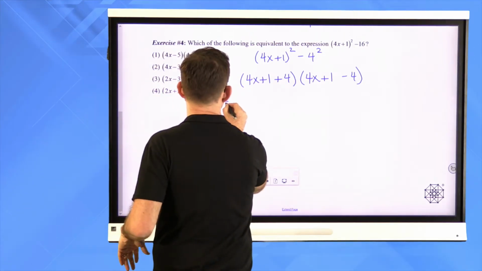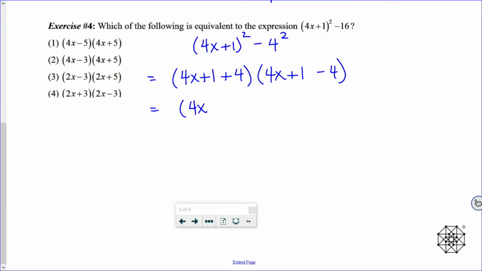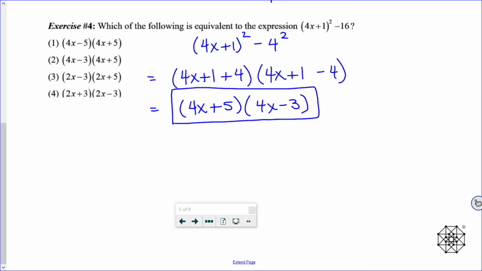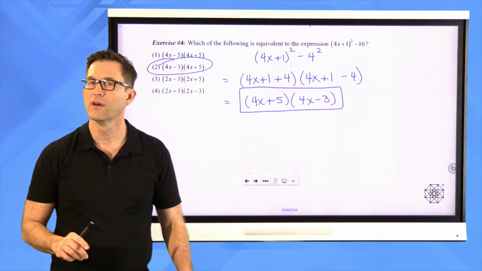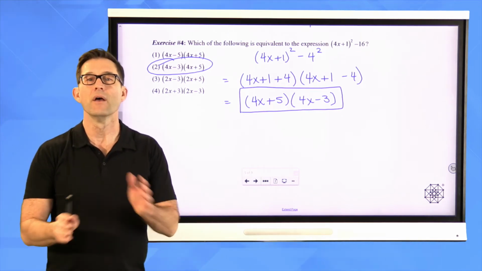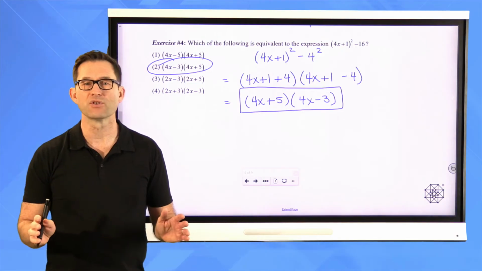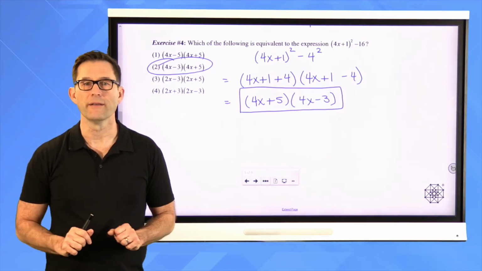Should be simple enough. Here, nothing combines with the 4x, and 1 plus 4 is 5. And here, of course, nothing combines with the 4x, and 1 minus 4 is negative 3. And that's it. 4x plus 5 times 4x minus 3. Where is it? It's right here. Wait a second, Mr. Weiler, isn't that wrong because it has 4x minus 3 first? Not at all. It doesn't matter because it's multiplication and multiplication is commutative. It can go either way.